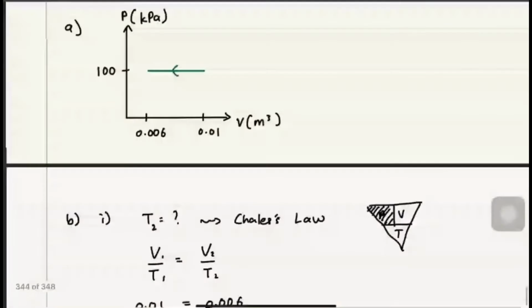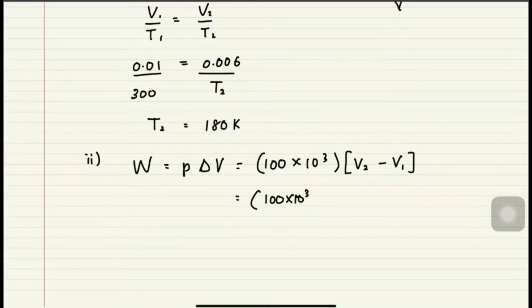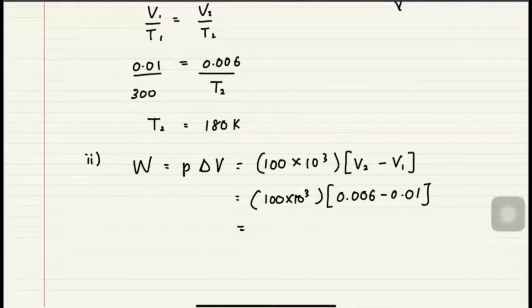Pressure here is 100 kilopascal. Kilo you have to change to prefix. Pascal is the SI unit. So it will be V2 minus V1. Saya label dulu. And it will be 0.006 minus 0.1.